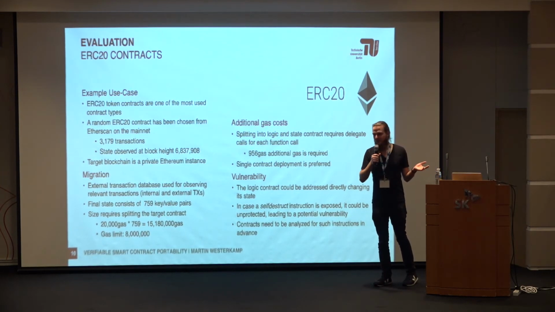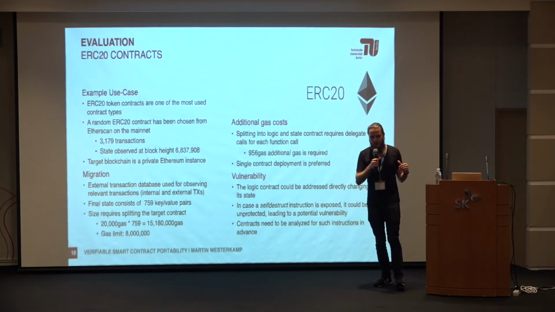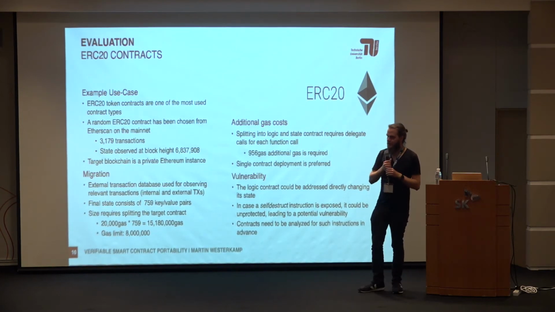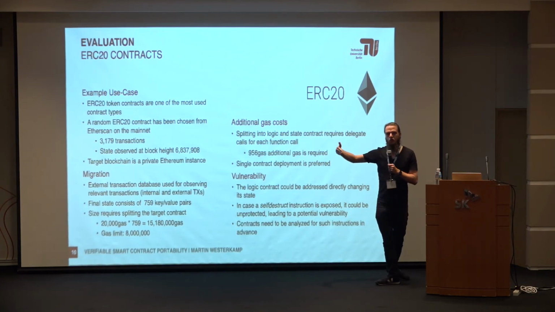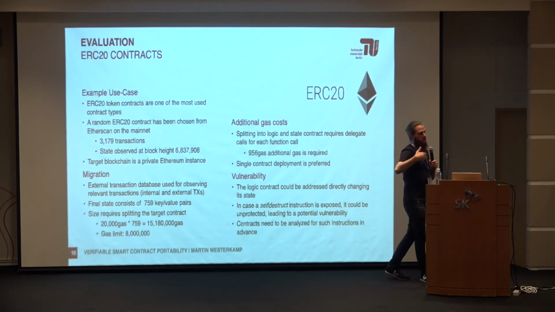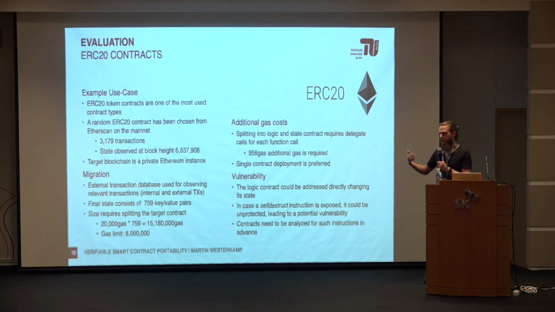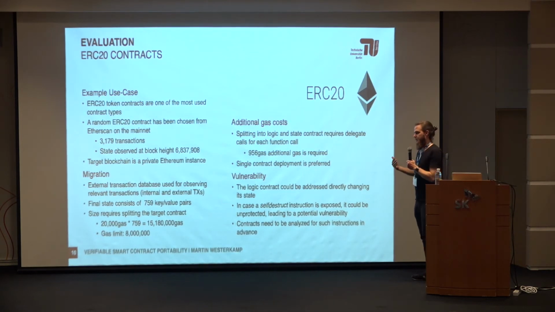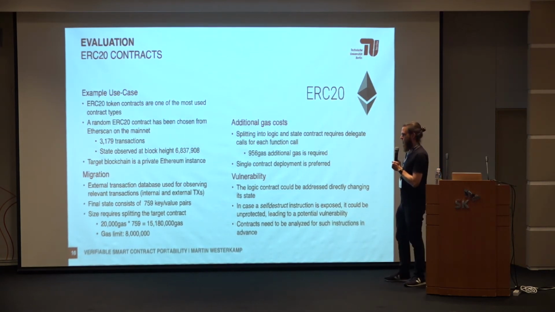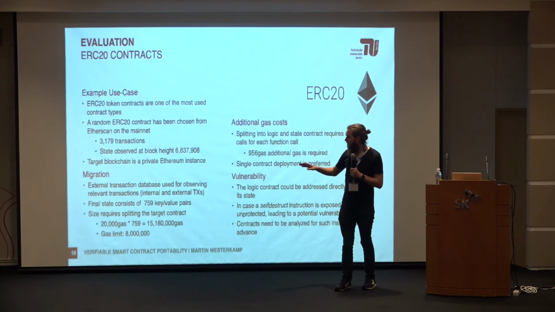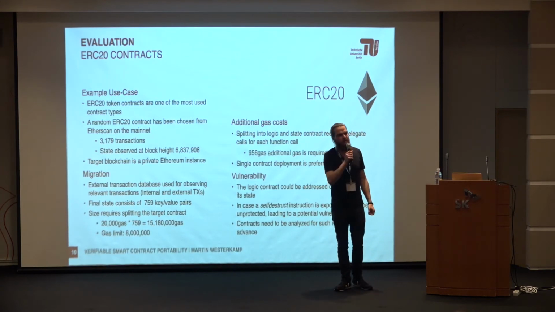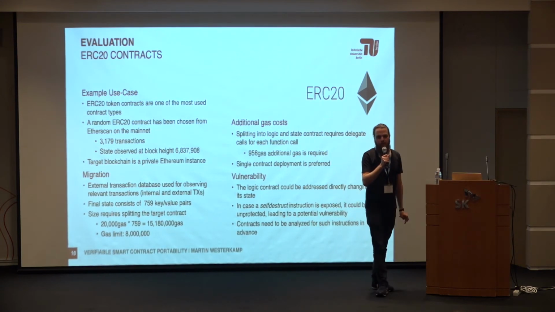So we have an open source tool that you can also check out on GitHub. You will see the link later. And so here the tool is used to, first of all, replay all these transactions. And this can be done together with Geth or Parity or any other node that supports the debug mode. So after having replayed all those transactions, we have obtained 759 key value pairs that have to be migrated.